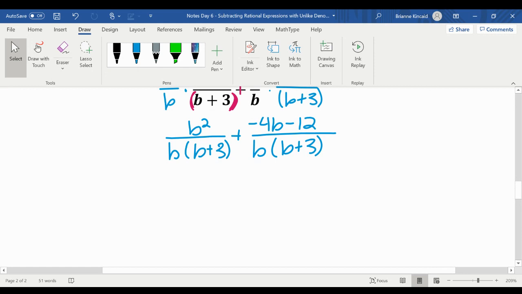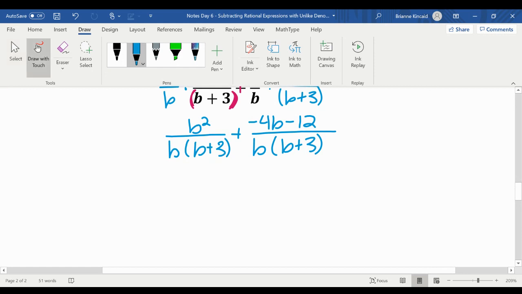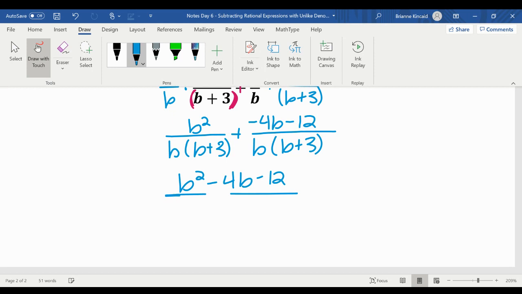Now that I have common denominators, I can go ahead and add. So in the numerator, I'm going to have b squared minus 4b minus 12. Denominator, once again, stays the same.